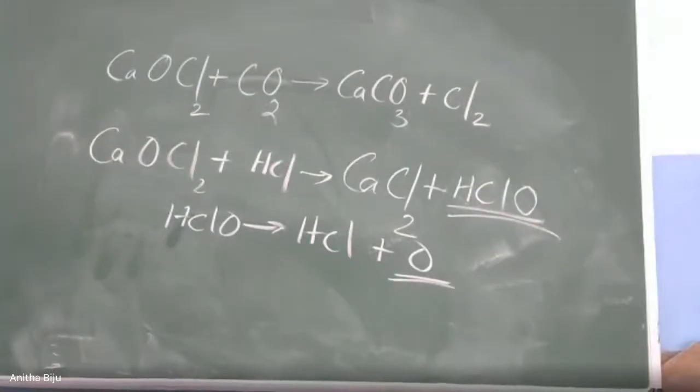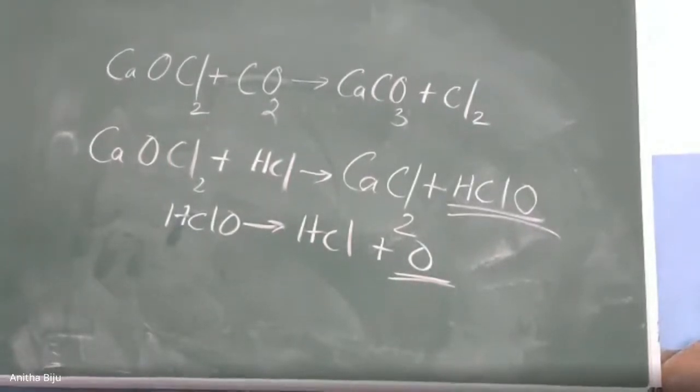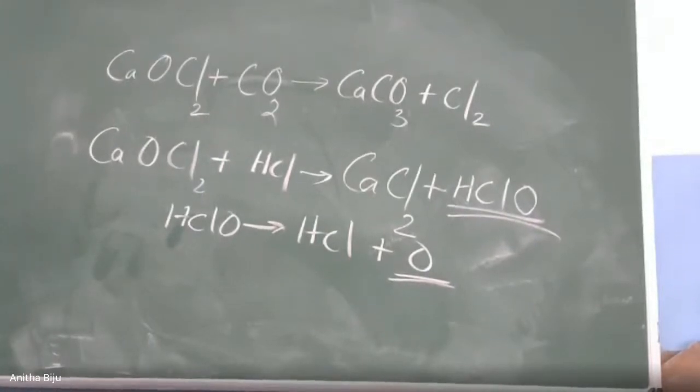So, nascent oxygen means newly formed oxygen. This oxygen is responsible for the bleaching action of bleaching powder. Okay. So, this is all about the general reactions. Now, let us think about uses. What are the uses of bleaching powder? First, it is used as a bleaching agent for cotton and so on. So that's why it is used in the textile and paper industries.